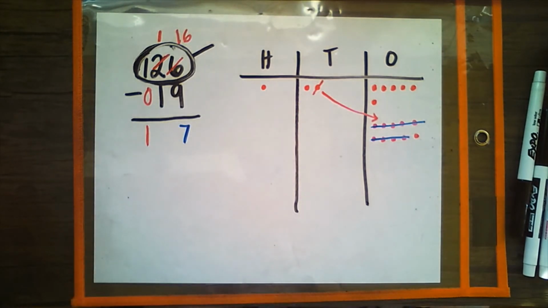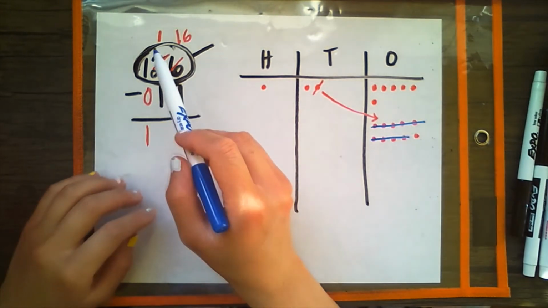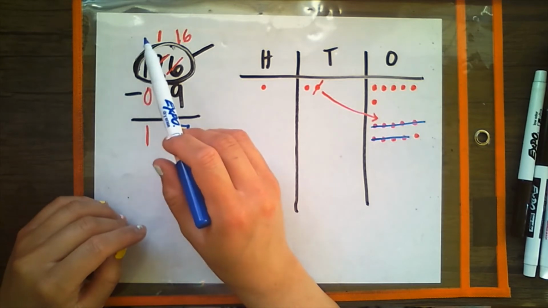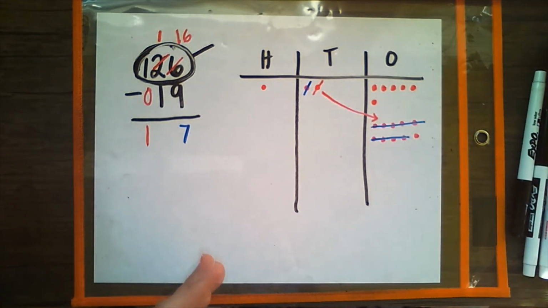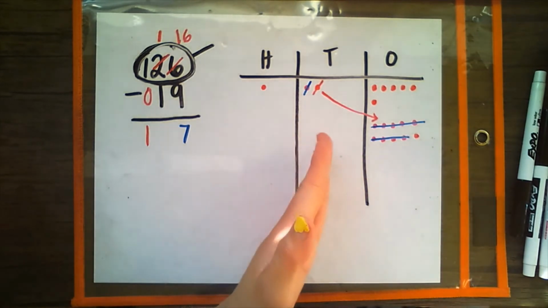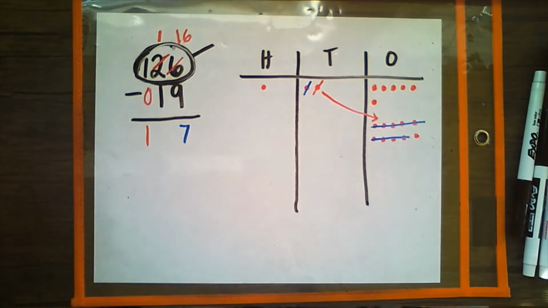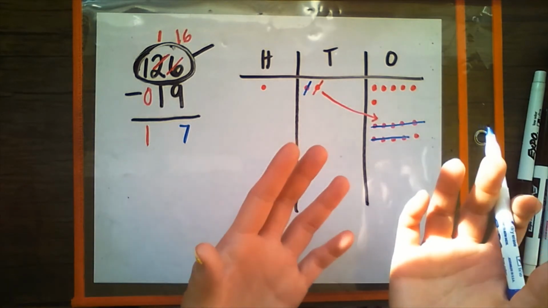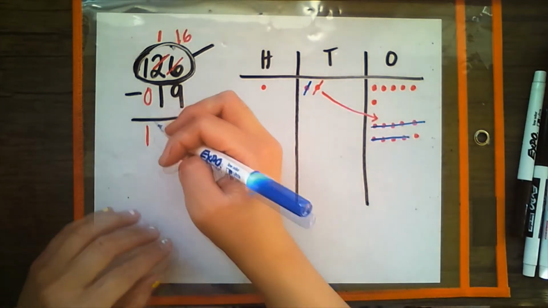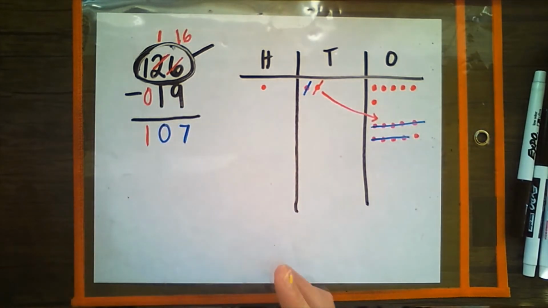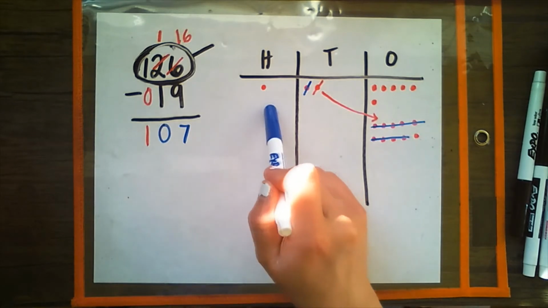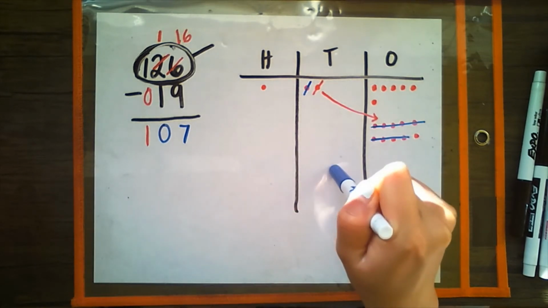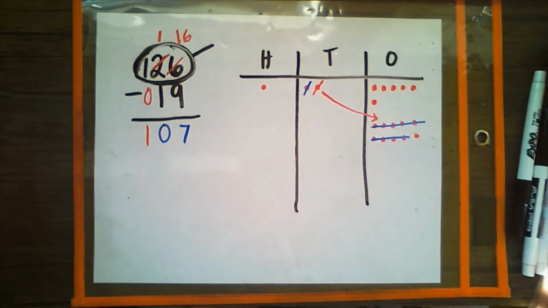And then, can you take 10 from 10? Yes, you can. That's all we have left there anyways. 10, and then we take away 10. How many tens do we have left? We have 0 tens left. So that puts me at 107. My missing part is 107, or 1 hundred 0 tens and 7 ones.